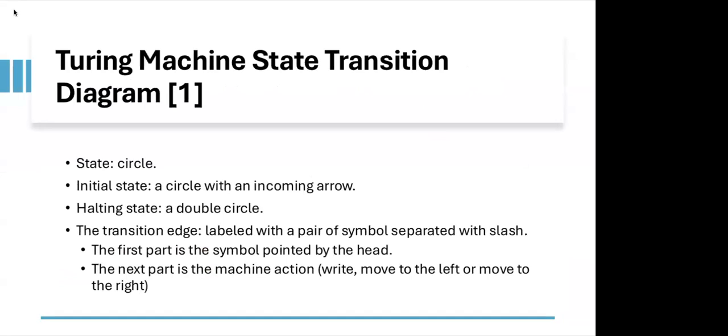For the diagram, we still have a circle for the state. And then we have a circle with an incoming arrow as usual for the initial state. We have a double circle for the halting state. So it is similar to the accepting state. And the transition edge is labeled with a pair of symbols separated with a slash. The first part is the symbol pointed by the head, so what we read. And the next part is the machine action, either writing or moving.